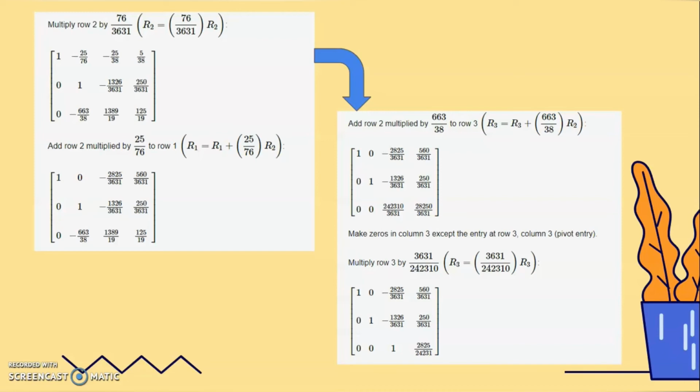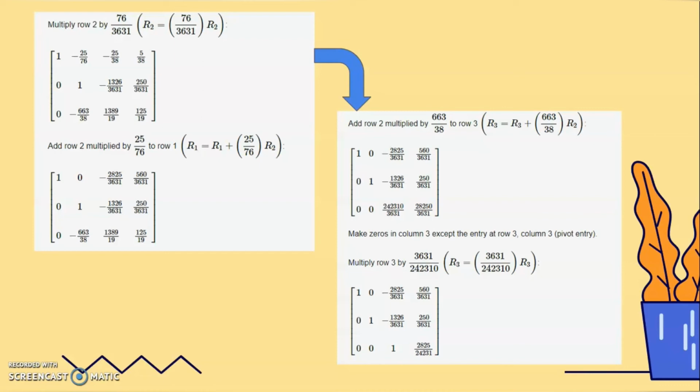Okay, next is the seventh step. Here is the starting point where we need to make zeros at column 3, except for row 3, column 3, which we make into a number 1, while the other numbers are 0. The seventh step is R3 equals 3631 over 242310 multiplied by R3, so that we get a number 1 at row 3, column 3. The same method applies at row 3, column 4.